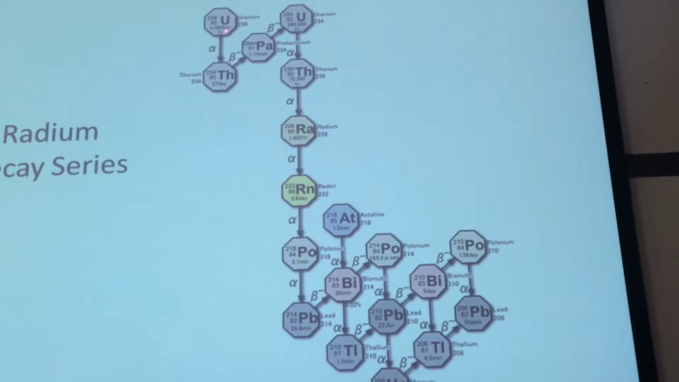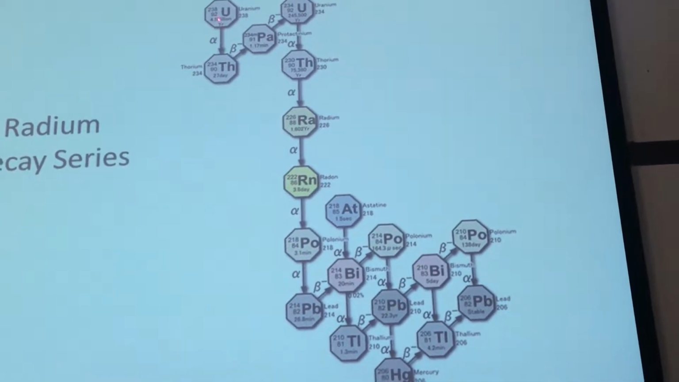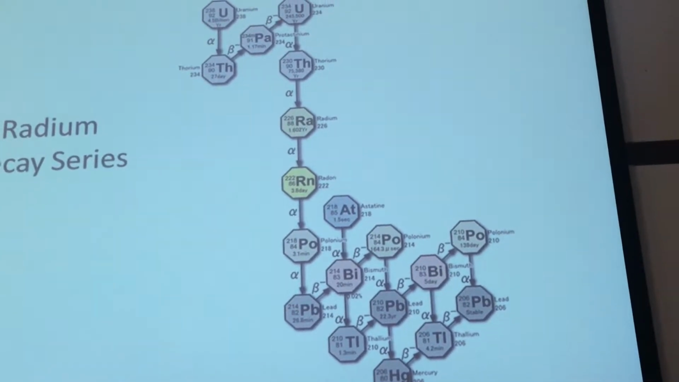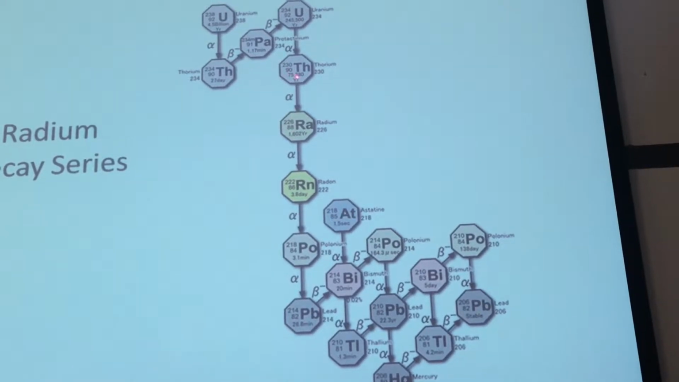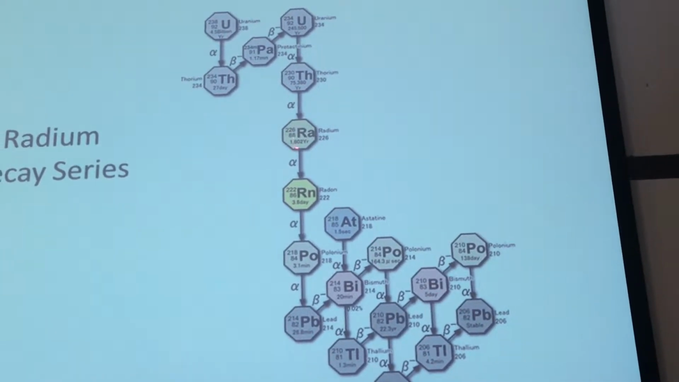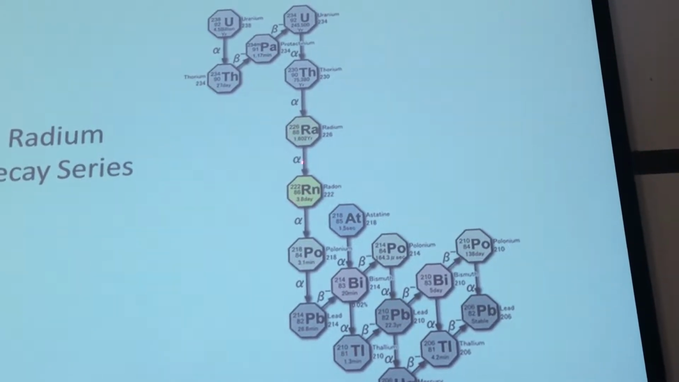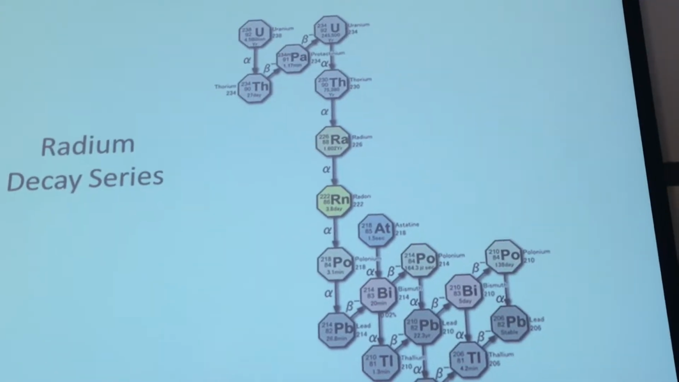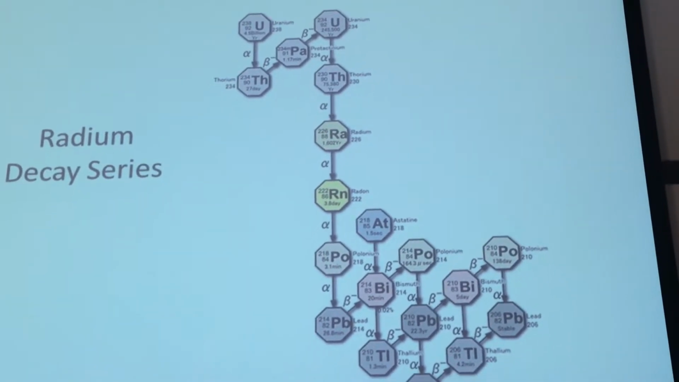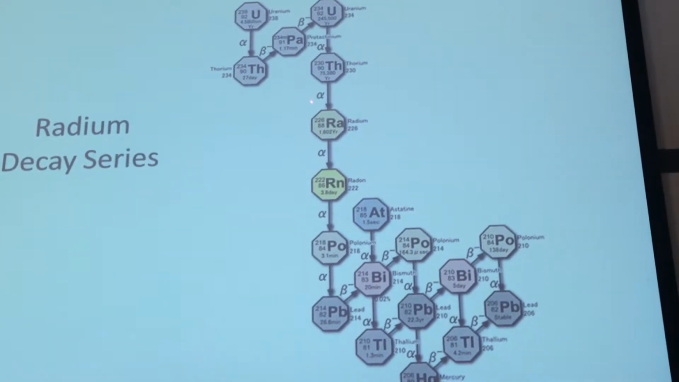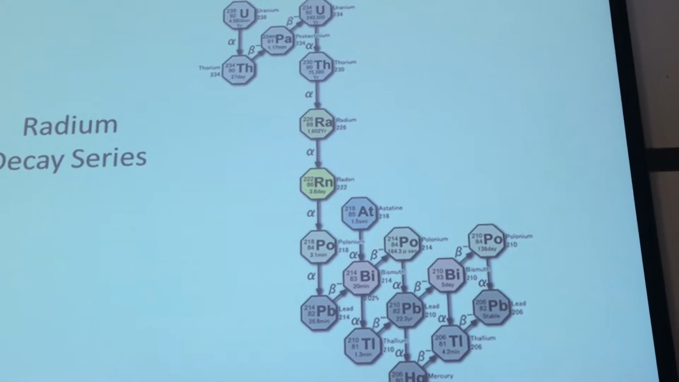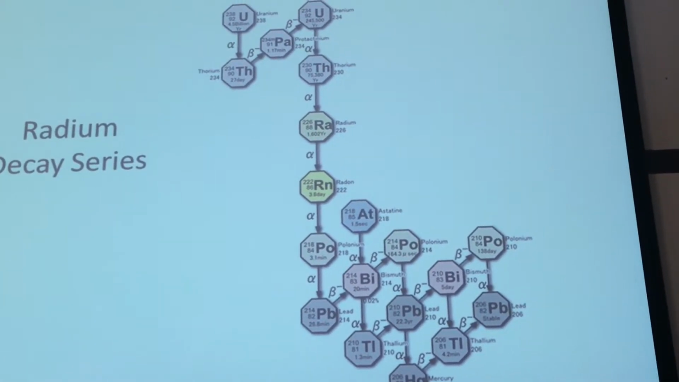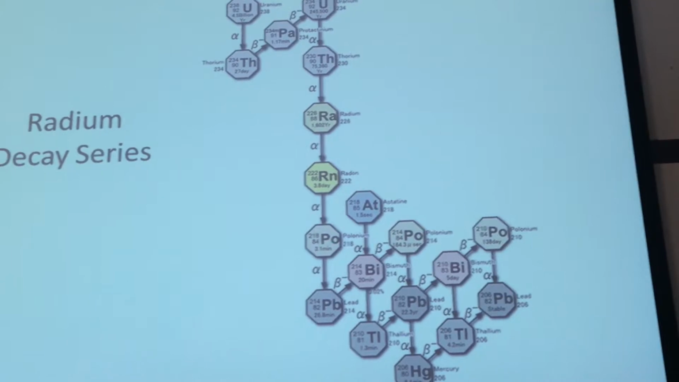Underneath here, you'll see the half-life: uranium 4.5 billion years, thorium 75,000 years, radium 1,600 years, radon 3.8 days. What happened? Well, radon has a much faster decay chain than its other predecessors. But then it gets really exciting. Now we get to what we call in the industry the radon daughters.